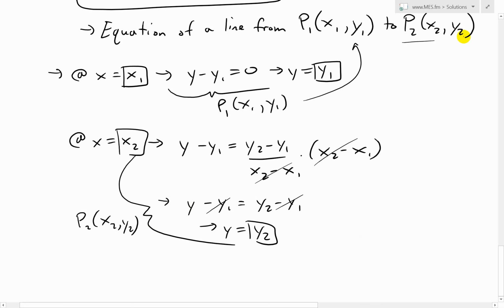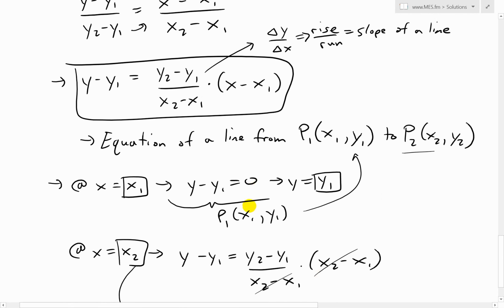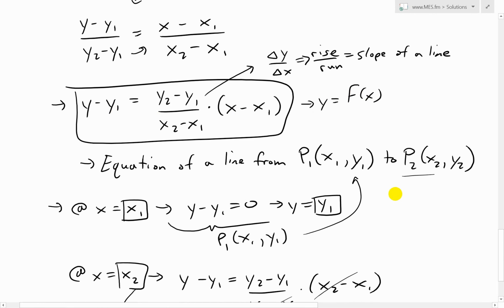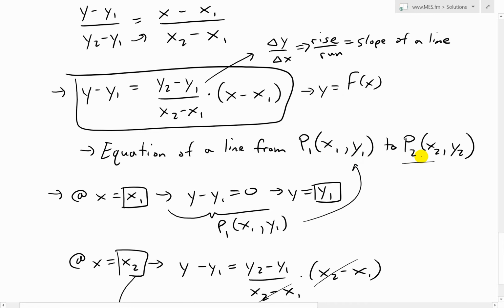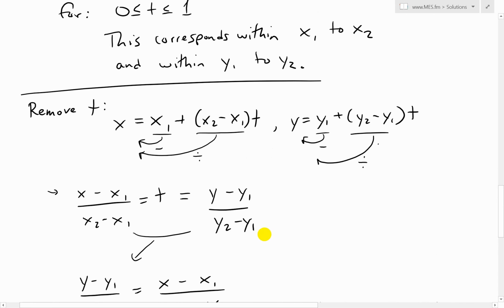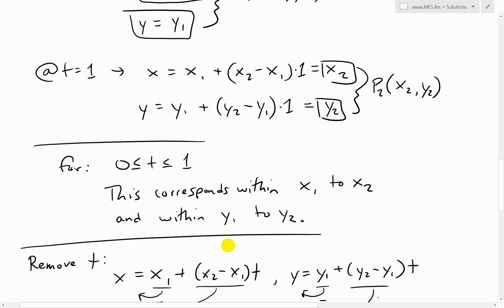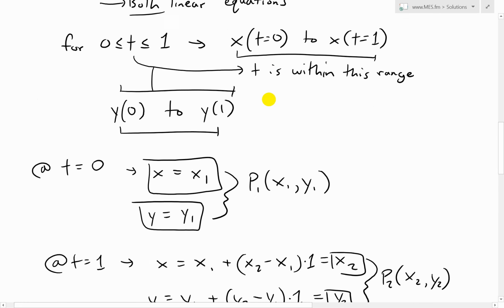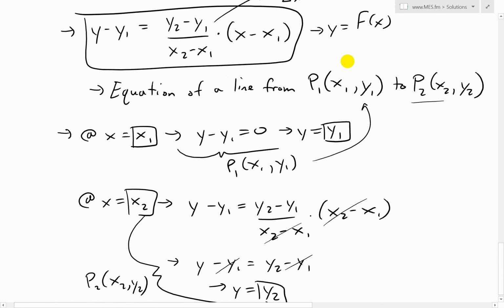Thus we've proven that we can write the parametric equations in the form y equals f of x. If you just move this over, that's just a constant. So we have a form of y equals f of x, as a function, and it's a line from P1, x1, y1 to P2, x2, y2. The t values correspond within x1 to x2 and within y1 to y2. So we've just proven that it is in fact a line segment. So that is our overall proof.